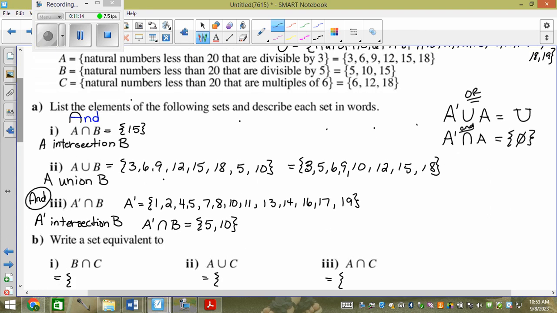So here we want B intersection C. Is this and or or? It's and, because it would write the word and. So I want what's in B and in C. What are the elements that are in B and C? B has 5, 10, 15. C has 6, 12, 18. Empty set. So what are these two sets actually? What was the word we used? Disjoint. They're disjoint sets. Didn't ask us this. This is a side note.